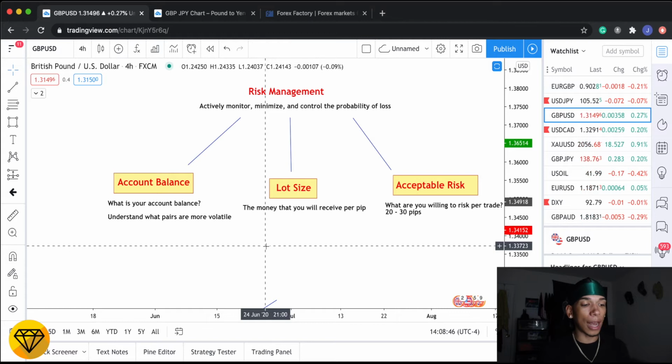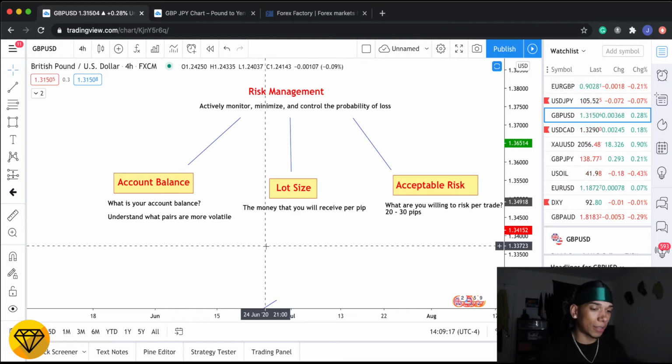Essentially, a lot size is just the money that you will receive per pip. So in the last video, we talked about pips, right? We talked about the pips being the measurement and movement of price at a given time, right? So every time you are up a pip, you gain a pip, you lose a pip, money is coming in and out of your account, and the lot size is directly correlated to that. So we're going to get to that in a minute.